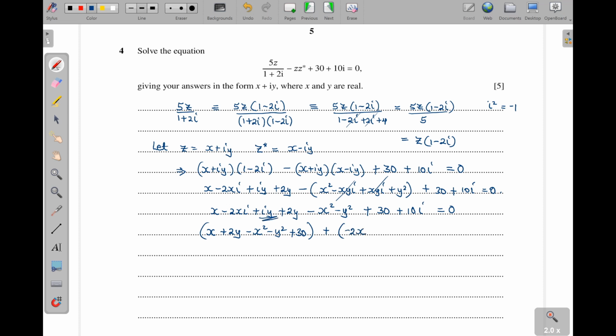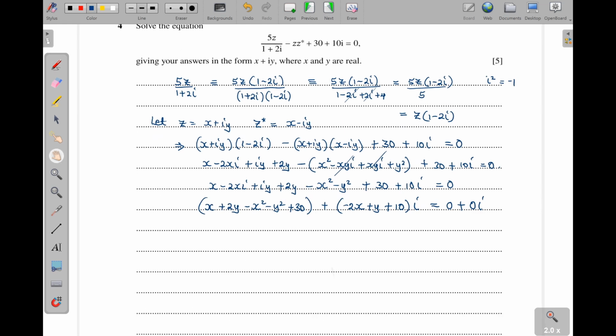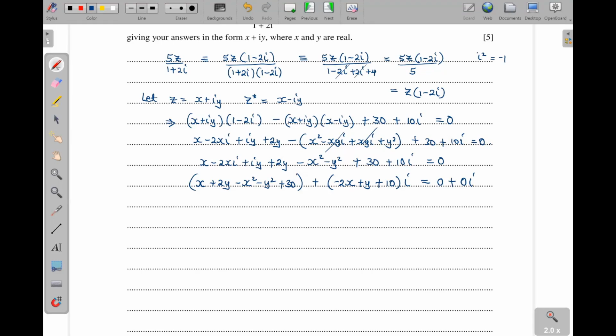Then there is a y here. Then there is a 10 here. Plus 10i is equal to, since this one is 0, we shall have 0 plus 0i. Then from there we equate the imaginary and the real parts. So this simply implies that x plus 2y minus x squared minus y squared plus 30 will be equal to the 0 here. And then this one here will be equivalent to the 0 here.